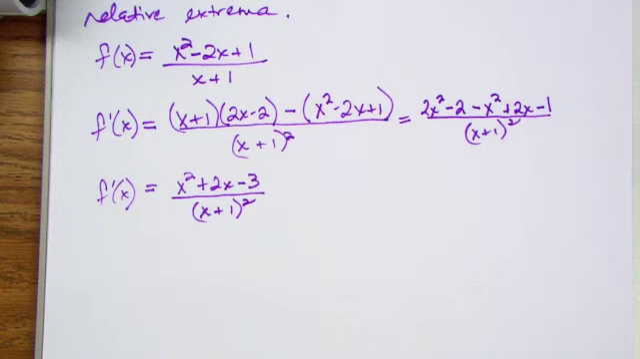So I'm going to start out here. Let's do negative 4. If I do negative 4, the bottom's always going to be positive, right? The bottom will always be positive. If I plug in negative 4, this is 16 minus 8, which is 8, minus 3, which is a positive. So over here, the function is increasing.